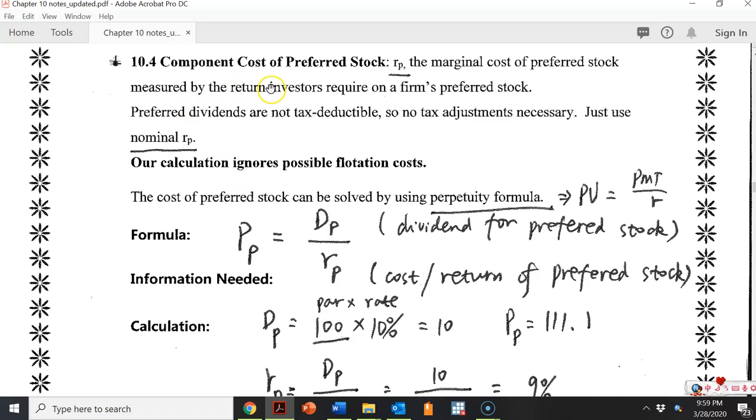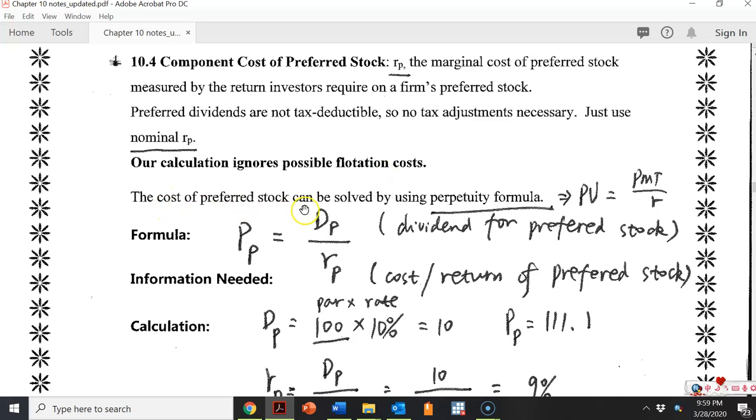The second component cost we're looking at is preferred stock, RP. It is the marginal cost of preferred stock measured by the return investors require on a firm's preferred stock. Preferred dividends are not tax deductible, so no tax adjustments are necessary. Just use the nominal cost of preferred stock. And our calculation would ignore possible flotation cost.